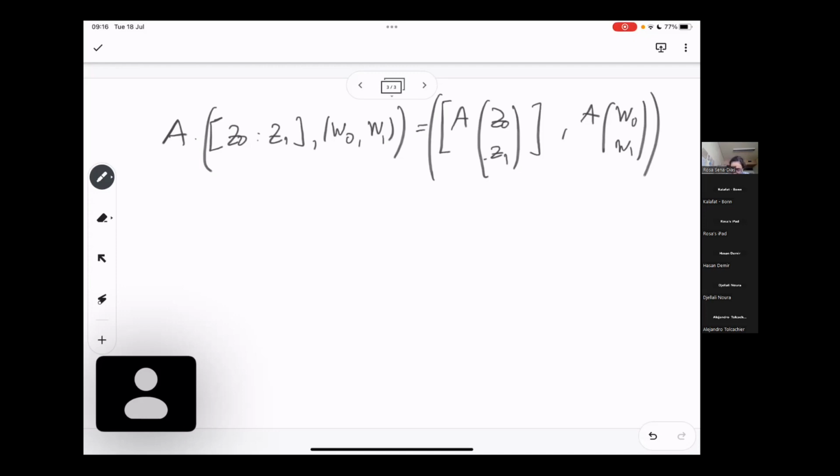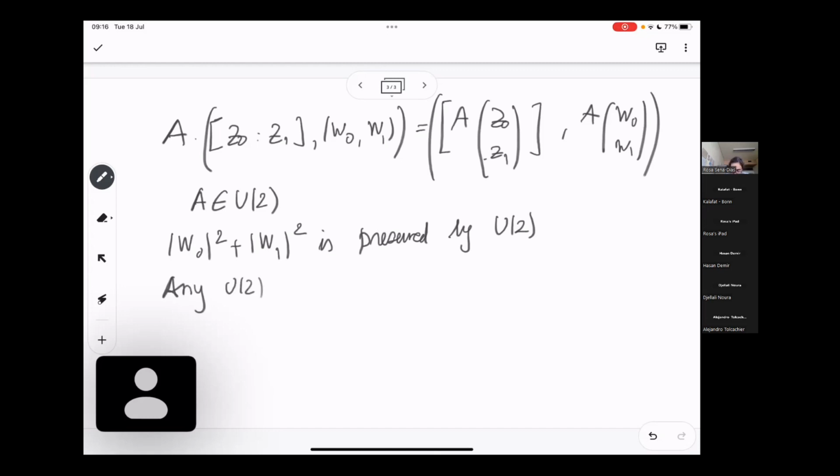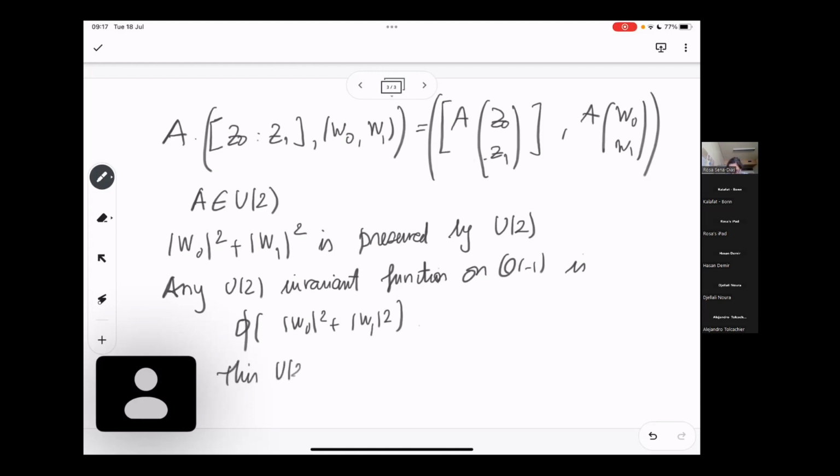Okay, and because the matrix is in U(2), the norm in C^2 is preserved. And in fact, any U(2)-invariant function on O(-1) is just a function of this quantity. So another thing I want to say is that this U(2) action extends the T^2 action.